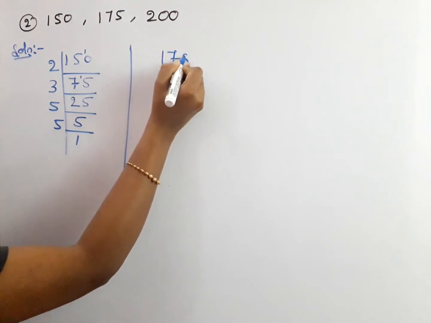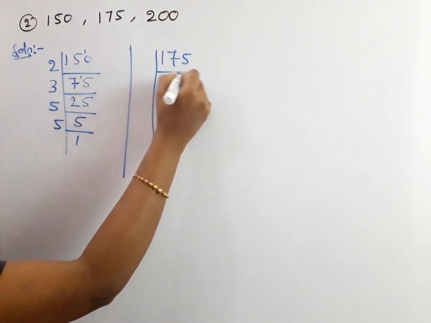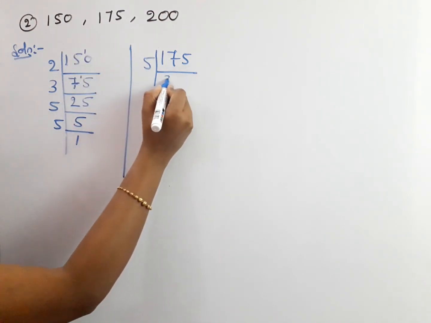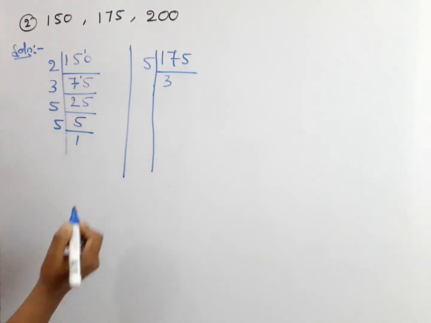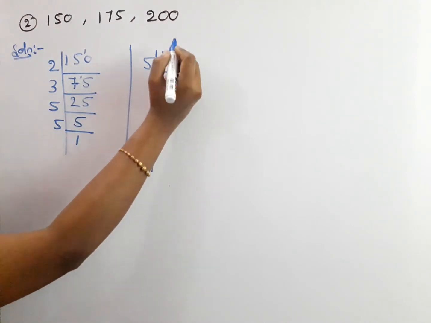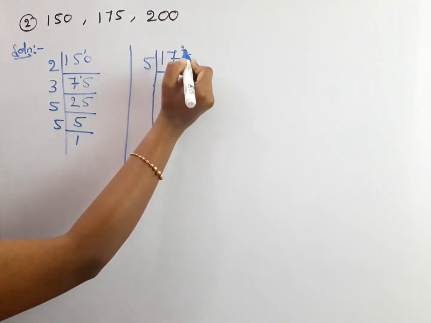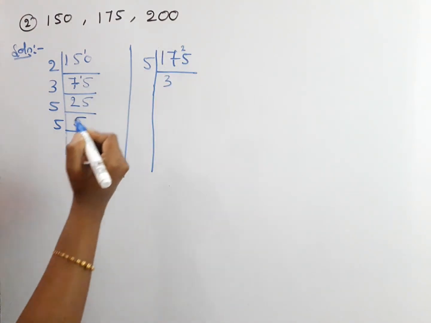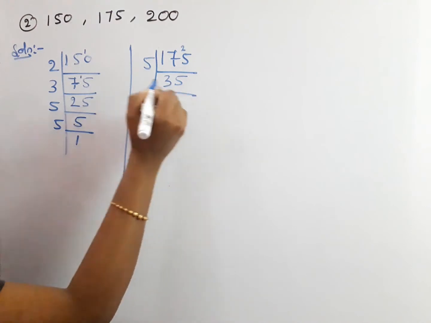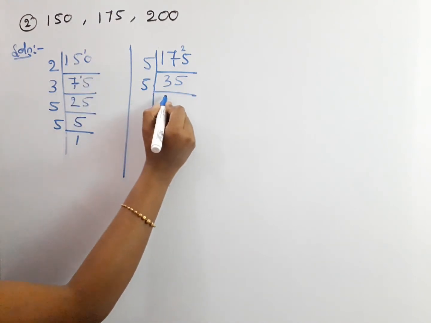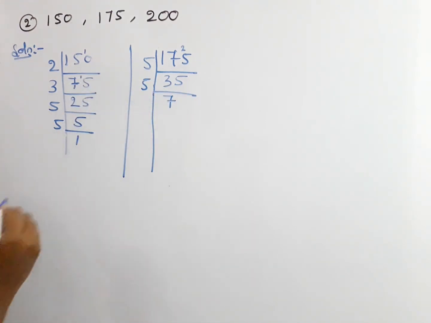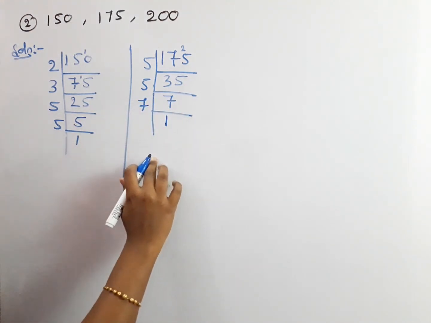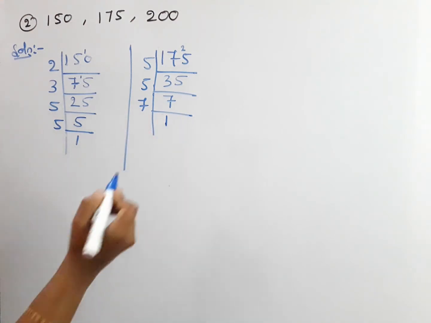Then next, 175. 5 3s are 15. 17 minus 15 is equal to 2. So write 2 here. 2 is the carryover. It becomes 25. So 5 5s are 25. Then 5 7s are 35. 7 is a prime number. So 7 1s are 7.